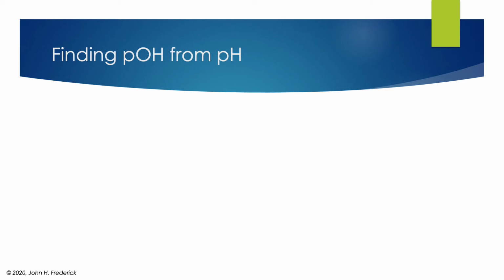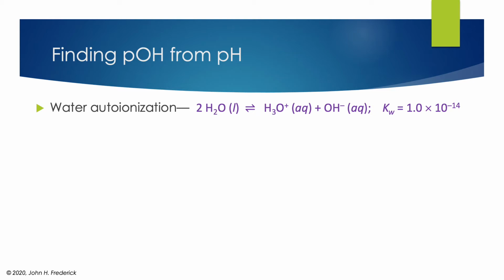Now it turns out we can find pOH if we know the pH of a solution, but that's only true if it's in water, because we have this very important relationship between the two that comes from the water autoionization equilibrium. Remember, that's when two waters come together and dissociate to form a hydronium ion and a hydroxide ion, and it has an equilibrium constant of 1 times 10 to the minus 14. This always happens in any water solution, and it means that when we're in water, the hydronium ion concentration times the hydroxide ion concentration is always going to equal 10 to the minus 14.